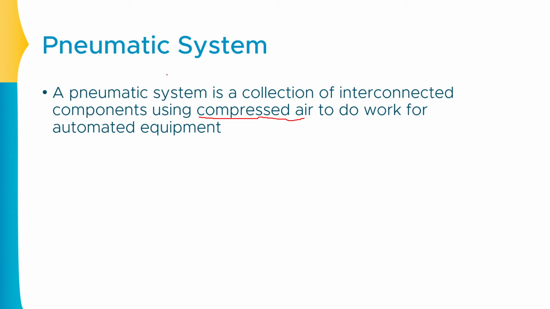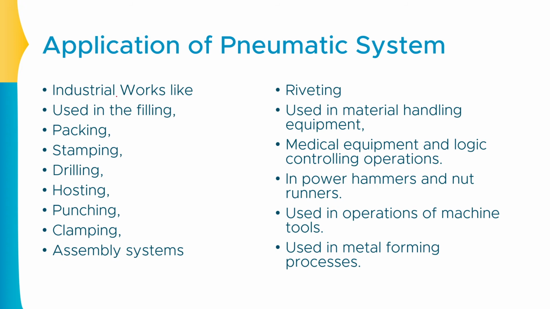Now remember that hydraulic systems are basically used for higher power applications, while as we are using compressed air in the pneumatic system, pneumatic systems are most probably used in low power applications. The application areas of this kind of system are industrial works like filling of bottles, packaging, stamping, drilling, hoisting, punching, clamping, assembly, and riveting. So these are the basic functional areas of the pneumatic system.